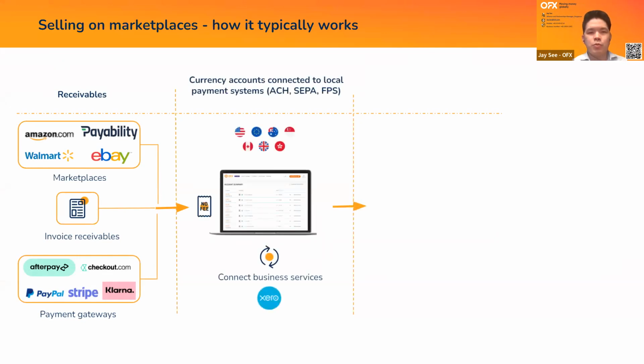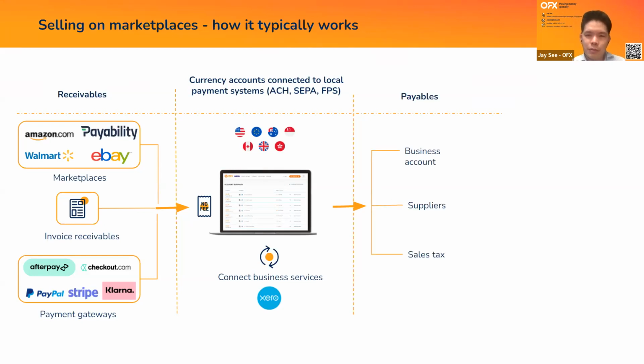Now, the second part is where you are connected. Your currency accounts need to connect to those local payment systems. So this could be the ACH, or the Automatic Clearinghouse, SEPA, which is the European payment system, and there's also FPS. And here is also where the local currency accounts can connect to Xero accounting software. I will talk about this more later on.